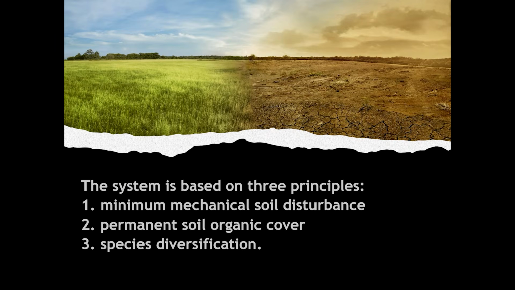Now, the three main principles that conservation agriculture seems to profess are minimizing mechanical soil disturbance, having permanent soil organic cover, and species diversification. So, for more information on conservation agriculture, we interviewed a researcher who has been involved in conservation agriculture for decades, Dr. Jeffrey Mitchell from the University of California, Davis, and we are sharing his views in the next clip.